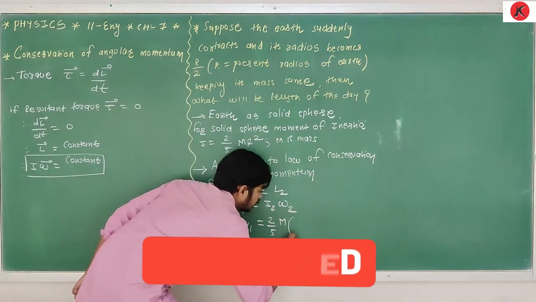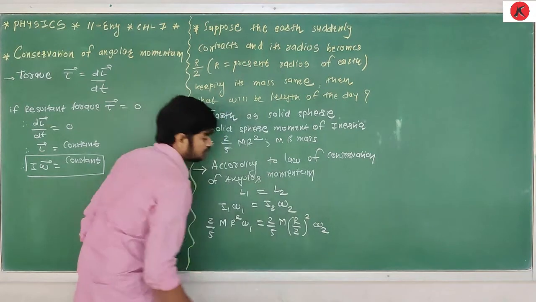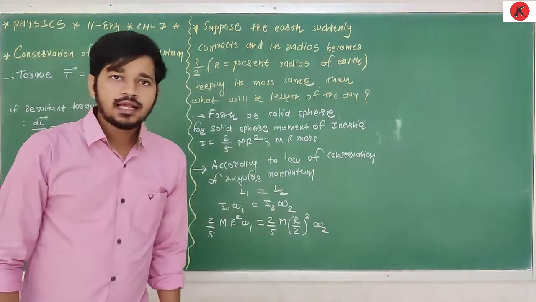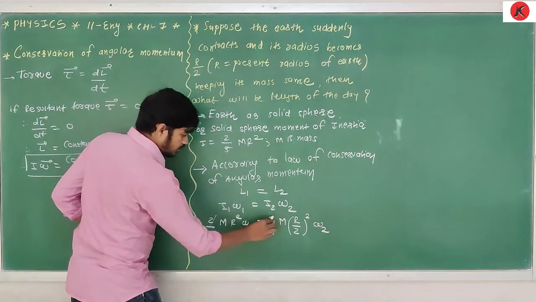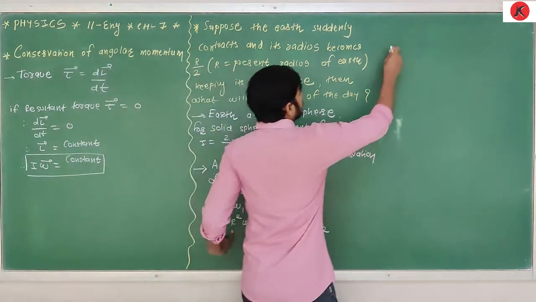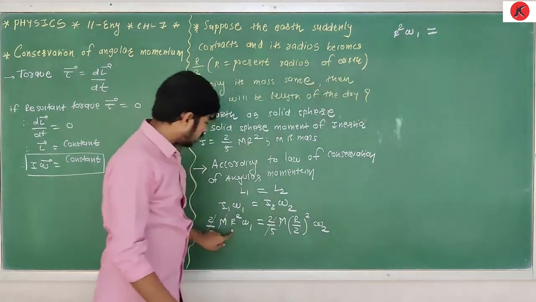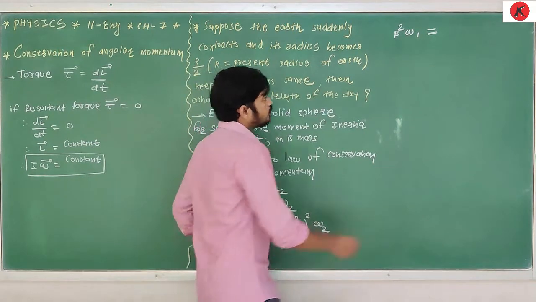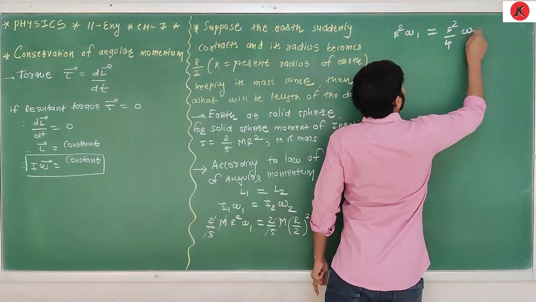So now I have to write it as (r/2)² omega. Clear? Okay, so yes, it is easy. See, this 2/5 m. Now how to simplify this? So yes, it is r² omega 1 is equal to r²/4 omega 2.